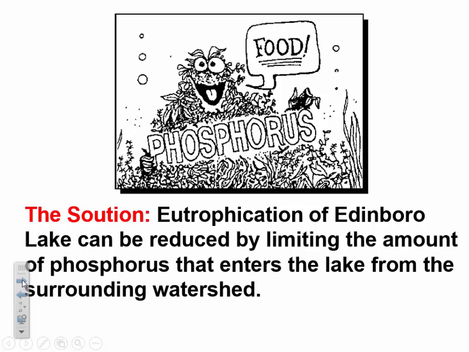Phosphorus is the nutrient that we target because it's the limiting nutrient for plant growth in the lake. The plants and algae will continue to grow as long as there's phosphorus available. Once all the phosphorus is used up, the plants will stop growing.